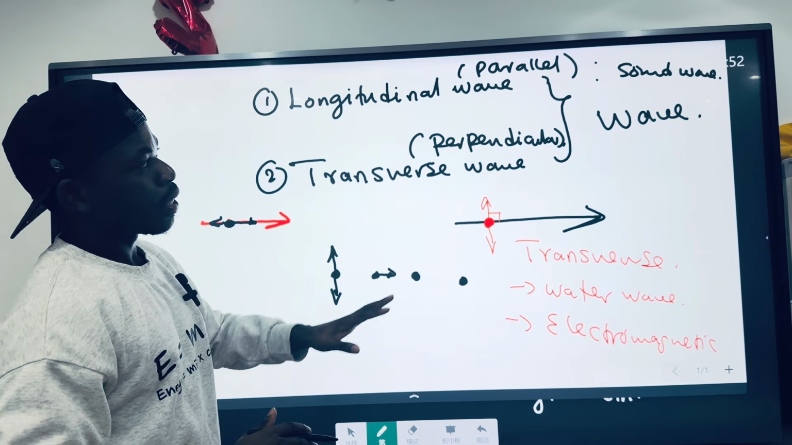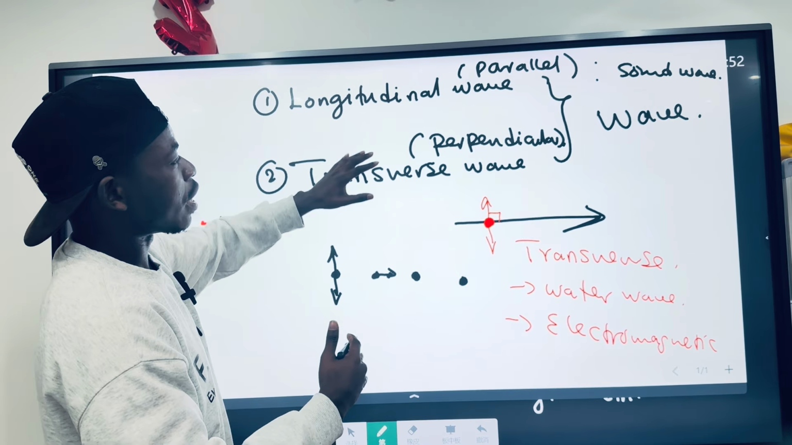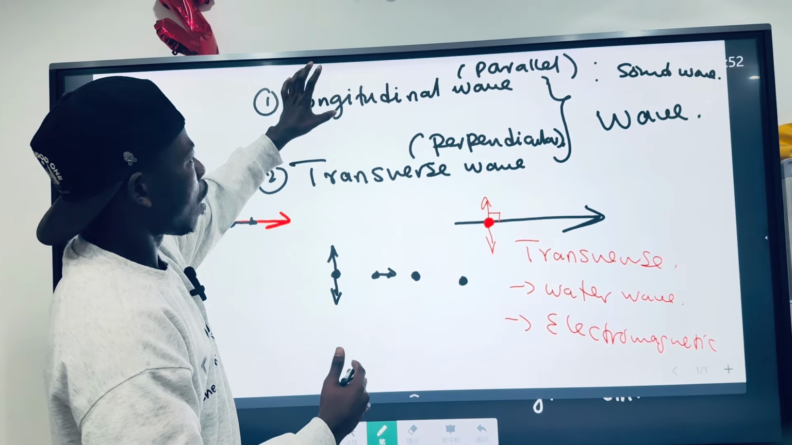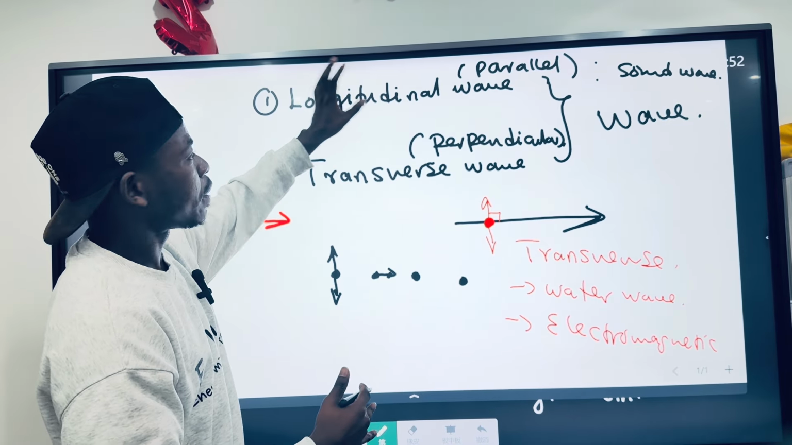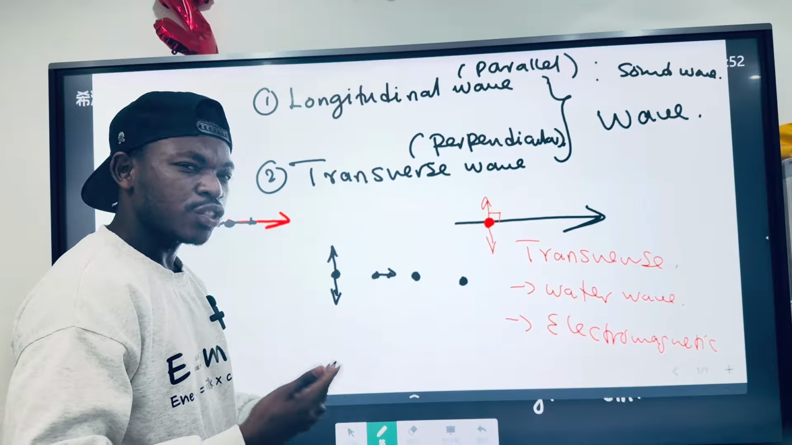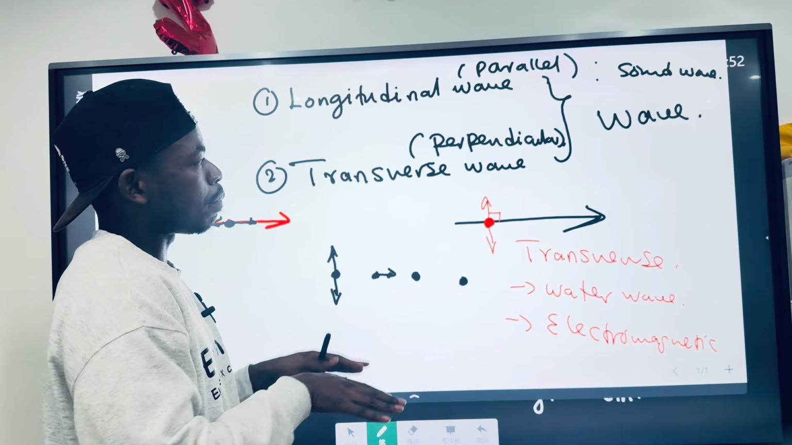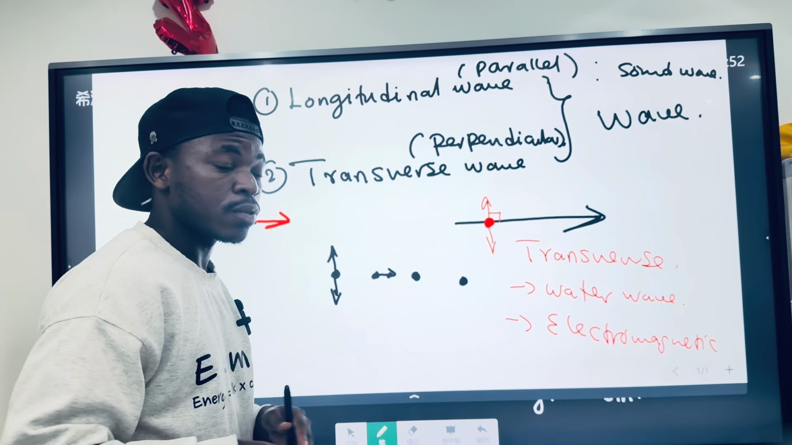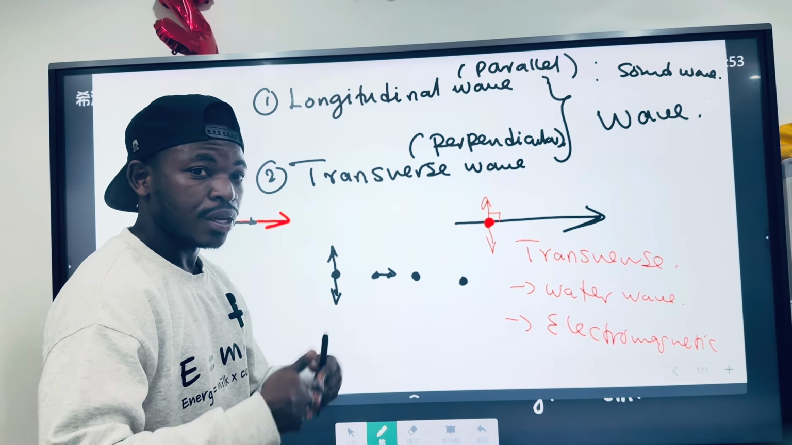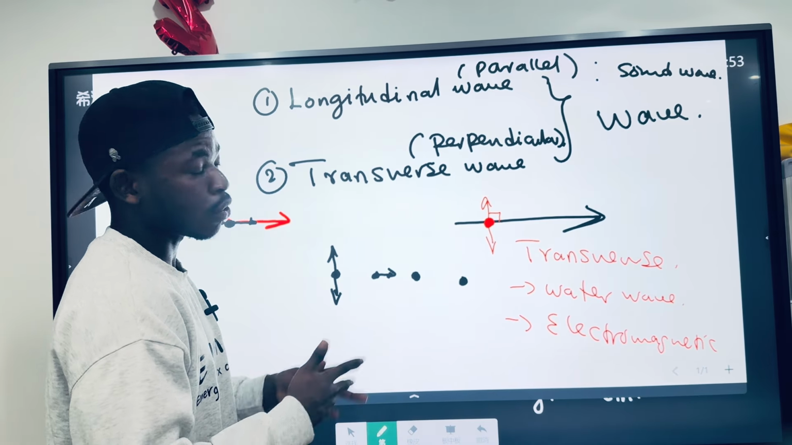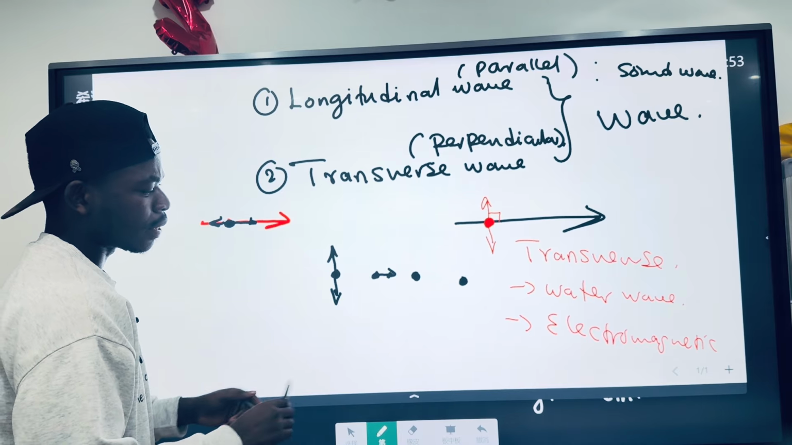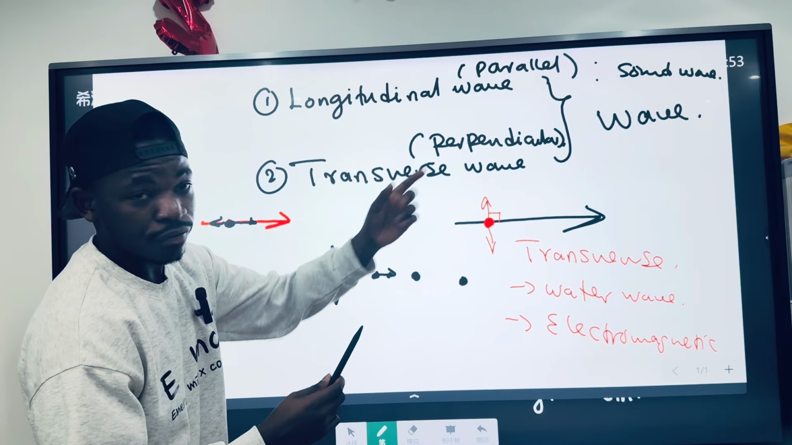So I hope you understand the difference between a longitudinal wave and a transverse wave. In a transverse wave, particles vibrate perpendicular. In longitudinal waves, particles vibrate parallel to the direction of the wave. I will also try to create other videos where I will explain the properties of longitudinal and transverse waves. I'll talk about things like the troughs, the crests, the rarefactions, and the compressions.